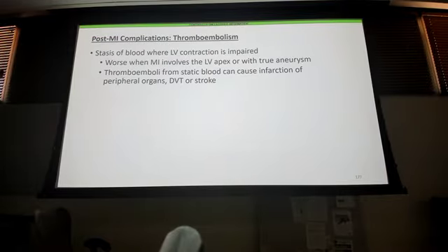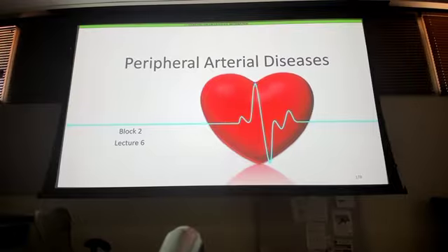And then the last complication that we talked about was thromboembolism, so the formation of clots. If an area is impacted by a heart attack and it stops functioning, you start having stasis of blood in that area, and then that can form a clot, which then if that clot gains access to an area that is flowing, then it can get sent downstream and impact things like your brain, causing a stroke, or your mesenteric arteries or other peripheral arteries, and impacting the flow of blood to those organs.